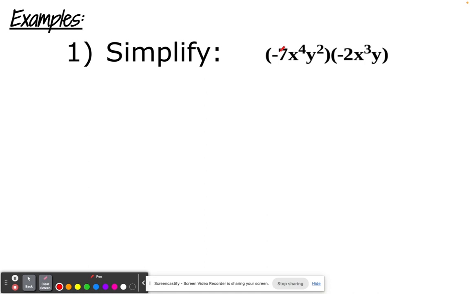Okay, let's simplify this one. First of all, I can multiply my digits. Negative 7 times negative 2 is positive 14. Those are not negative exponents, remember. Then I have x to the 4th power, x to the 3rd power. I can add those. 4 plus 3, x to the 7th power. Y to the 2nd power, y to the, no exponent here. Remember, that's an invisible 1. 2 plus 1 is 3, so that would be y to the 3rd power.